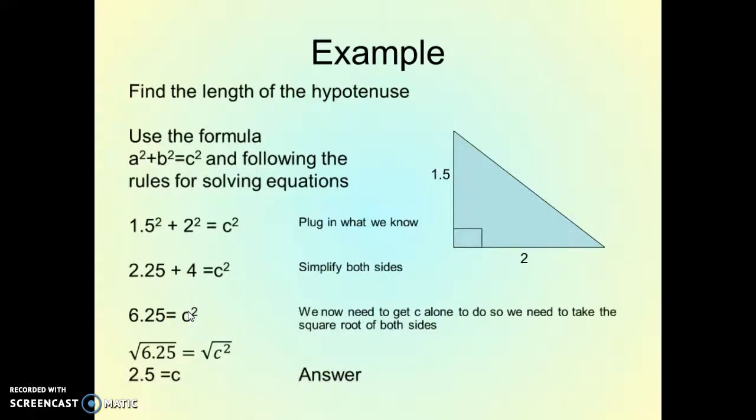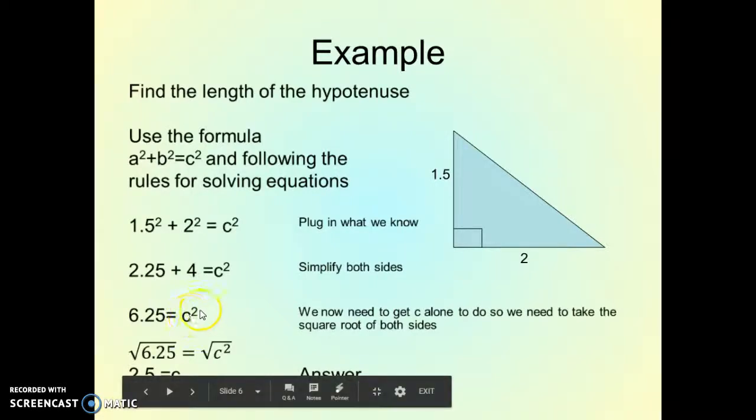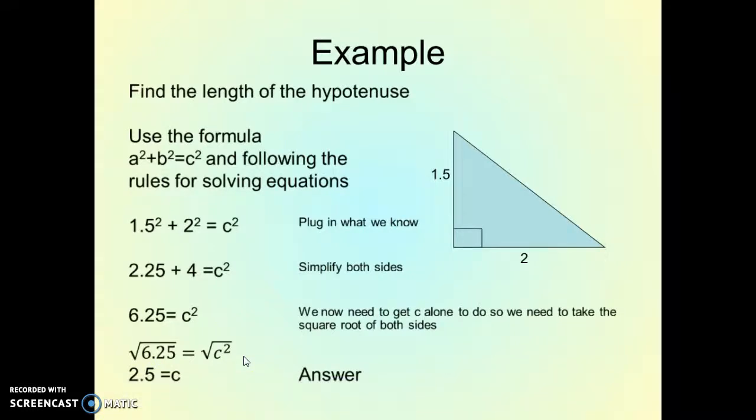We talked about this in our last unit, that the opposite of squaring something is to take the square root. So if we do the square root, that will get us c by itself. That means we also have to do the square root on the other side. So the square root of 6.25 is how we get our answer. So c equals 2.5. You will always have a square root to do at the end of this process.